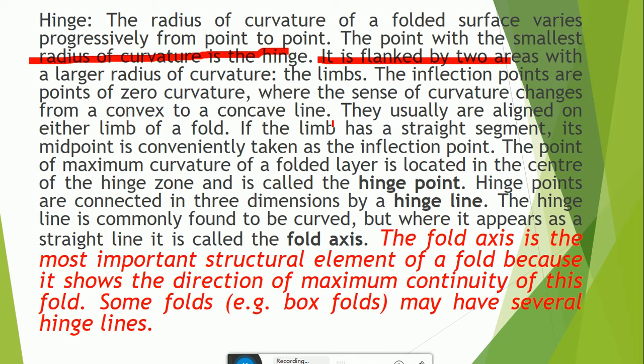If this hinge line is straight, then it is called the fold axis. The fold axis is the most important structural element of the fold because it shows the direction of maximum continuity of the fold. Some folds are examples with several hinge lines.